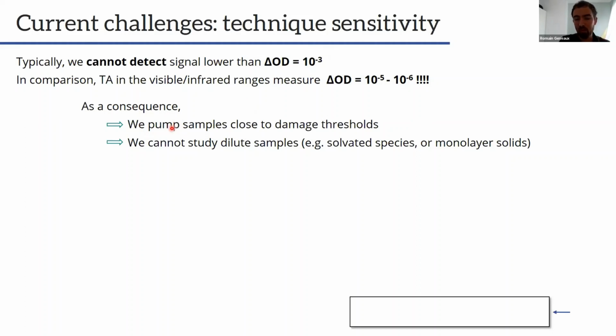So to do this, we pump samples very hard. And so this is a big problem because we get close to the damage thresholds and we are not very delicate in the way that, you know, we cannot nicely tune the intensity and see what happens because we don't have this much sensitivity at all.